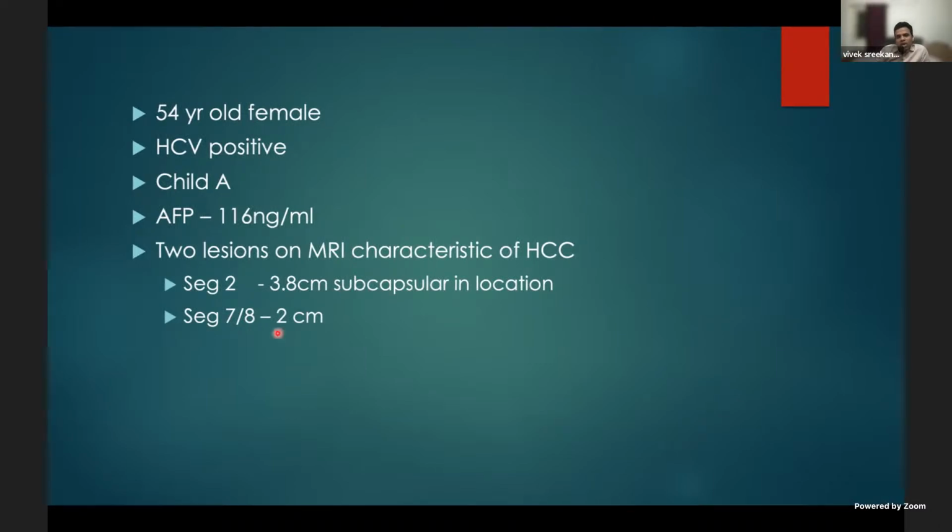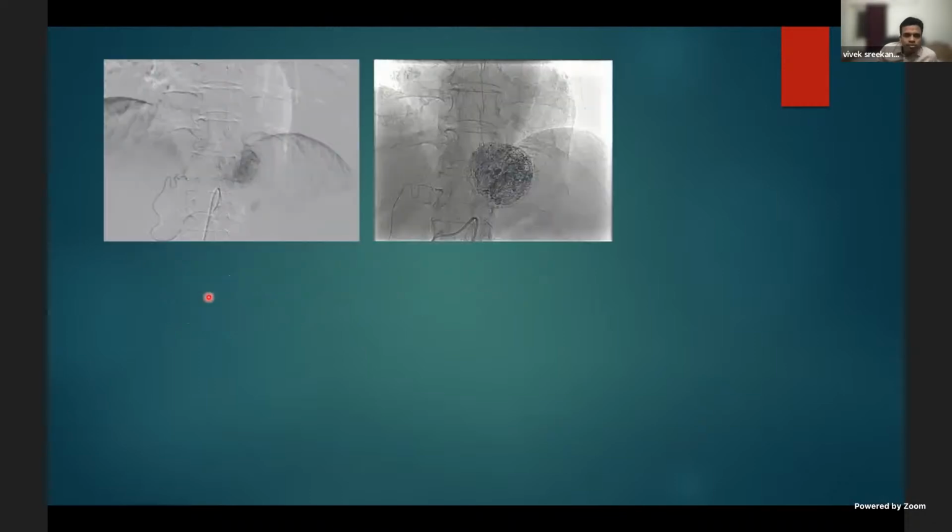And we could have done an ablation for this lesion, but again, the decision was taken to do a TACE for these 2 lesions, followed by an ablation for only one of the lesions, because segment 2 anyway we couldn't ablate. So this is the angiography which shows a good tumor blush, and here we have done a conventional TACE with the lipiodol for the segment 2 lesion.